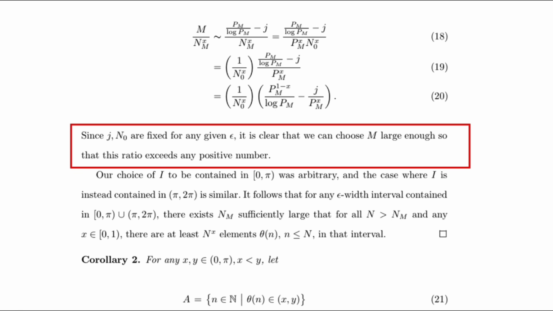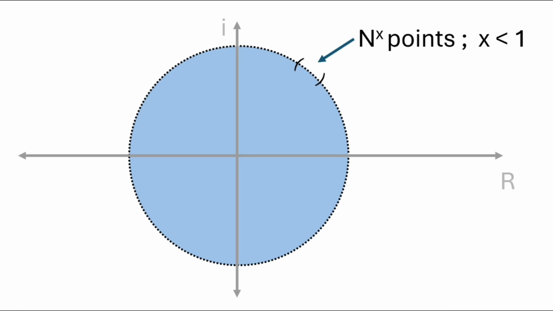Or as Sky says in his paper, we can choose m large enough so that this ratio exceeds any positive number. So the ratio m over n to the x will eventually rise and keep rising, definitively placing more points in our interval than our benchmark n to the x. Neat, huh?